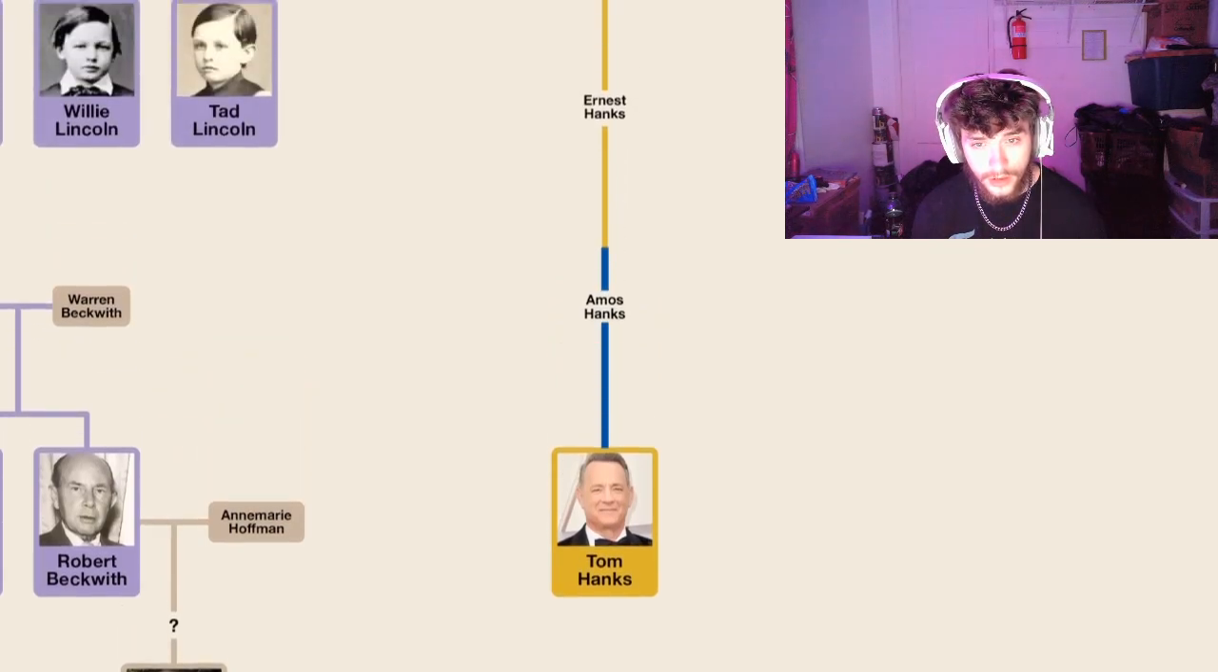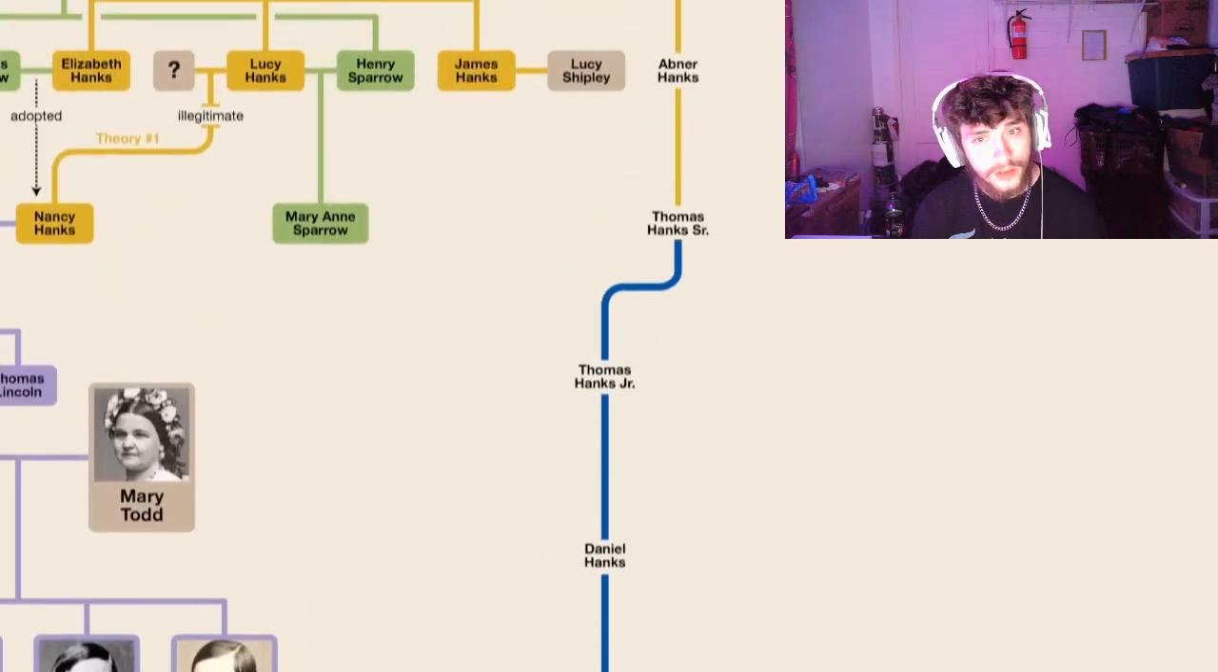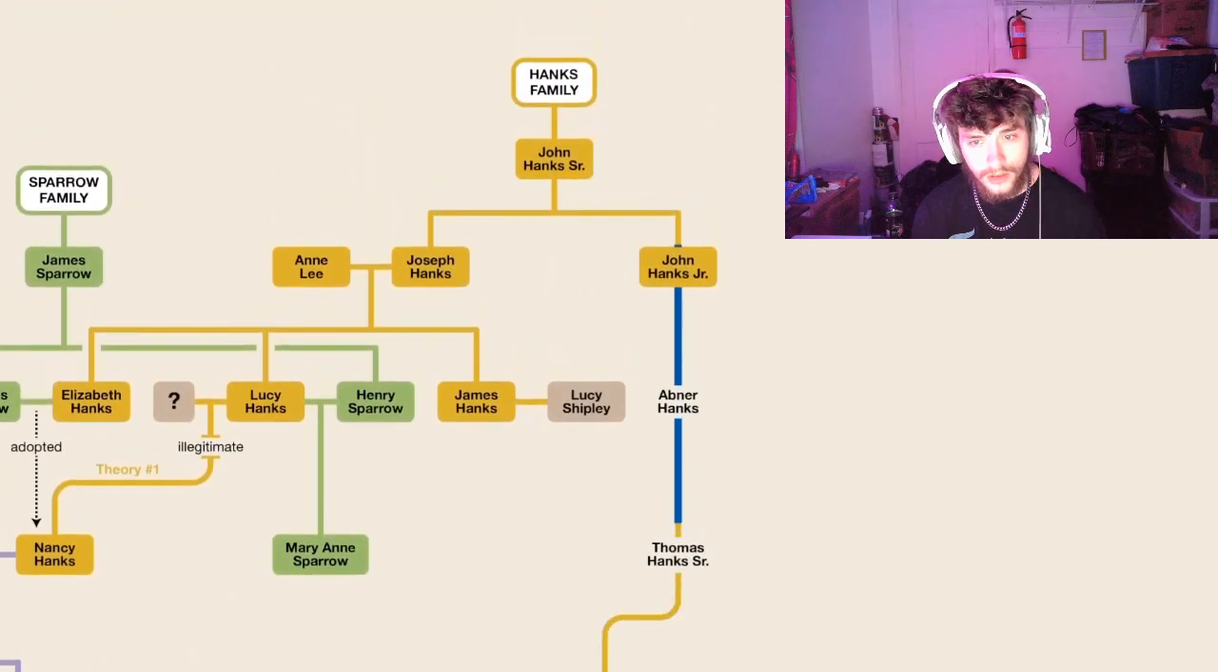If we go up 7 generations from Tom, we come to John Hanks Jr., who was the brother of Joseph Hanks, the grandfather of Nancy Hanks. So that makes Tom Hanks and Abraham Lincoln third cousins 4 times removed.